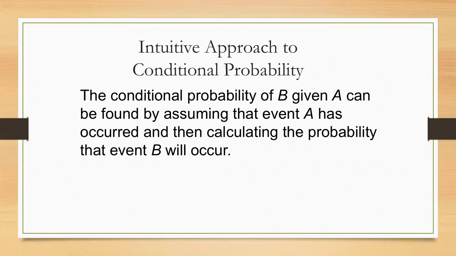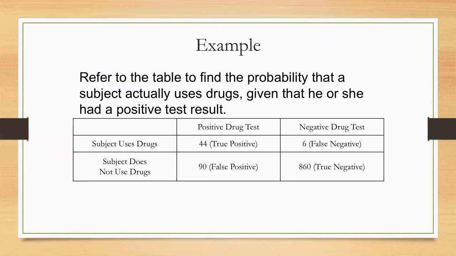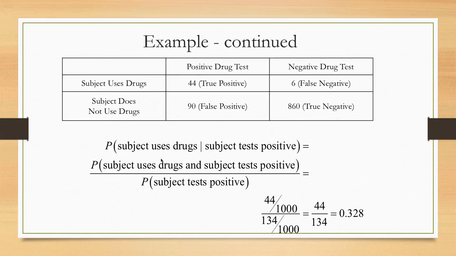Intuitive approach to conditional probability. This is just to make you think intuitively how you calculate these things. The conditional probability of B given A can be found by assuming that event A has occurred and then calculating the probability event B will occur. So in this case, refer to the table to find the probability that a subject actually uses drugs, given that he or she had a positive test result. So given you're in the positive test result, what is the probability they are a user? So we sum this total up, which is 134. And then we do 44 divided by 134. And that would give us the probability that someone actually uses drugs given that he or she had a positive test result.